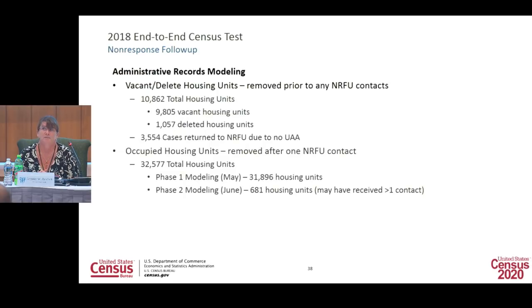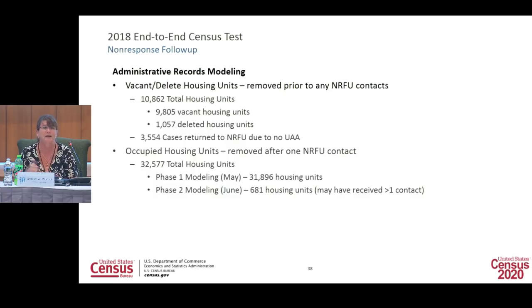So on the topic of administrative records, again, a huge success in 2018. Just to remind everybody of our strategy, for vacant and delete housing units, the strategy was to identify them prior to the NRFU operation, pull them out of the workload, and then mail a postcard. We get reports back from the Postal Service as to whether or not they're able to deliver that postcard. If they can't deliver it, they give us an indication that it was undeliverable as addressed, or UAA. If we get that UAA, those cases are done, they're complete, we don't ever have to go out and try to find them in the field.